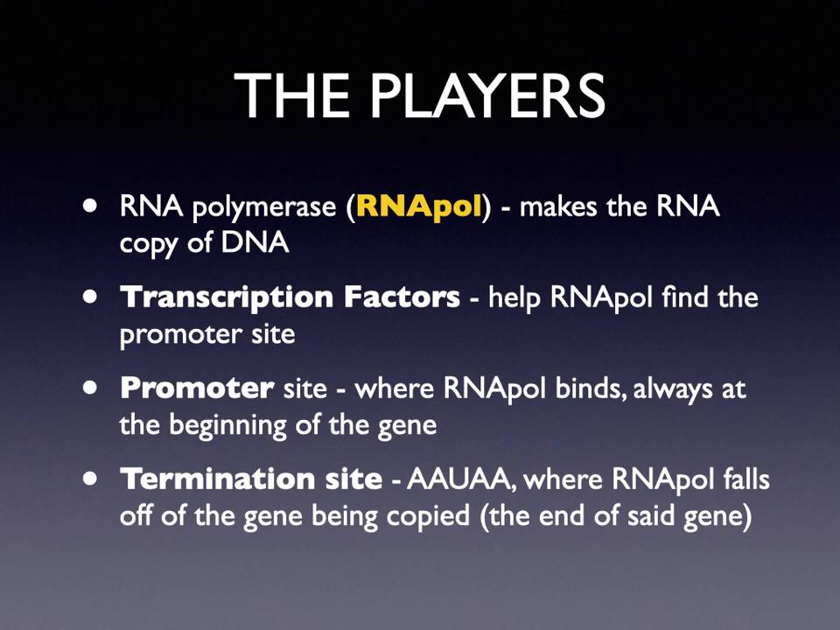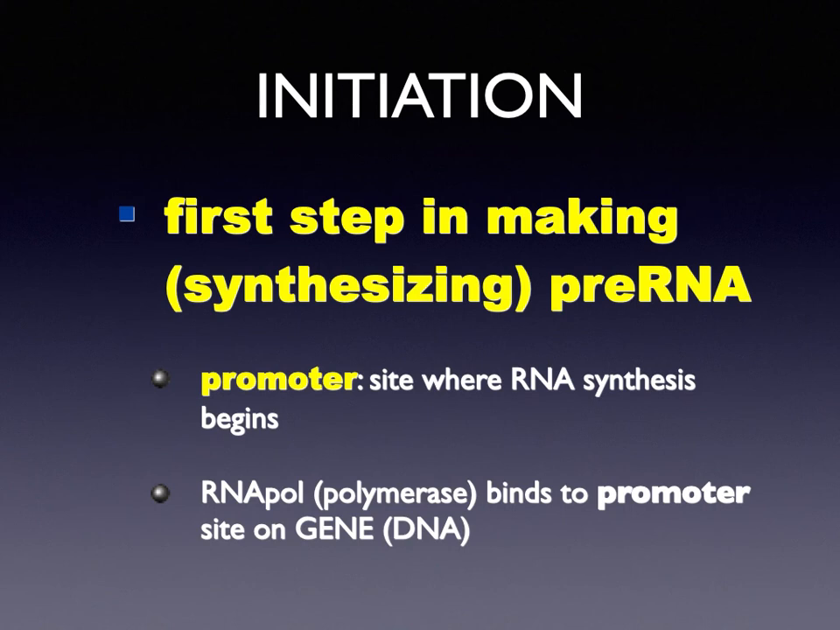And you're going to have something called a termination site, which is always AAUAA. This is where RNA polymerase will fall off the gene being copied. It's always at the end of the said gene, hence termination.